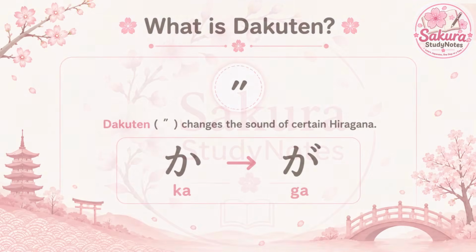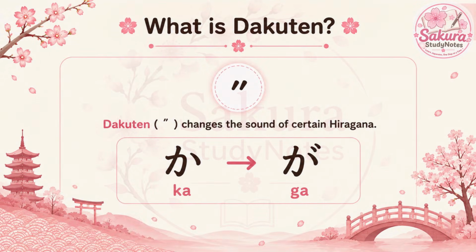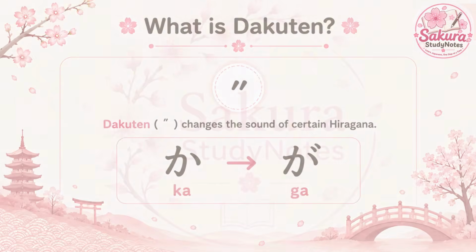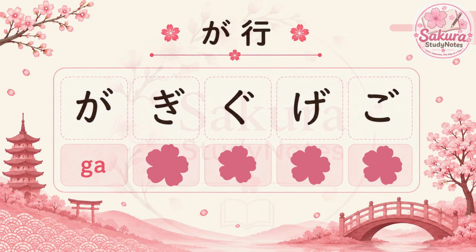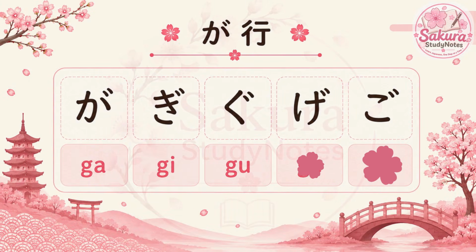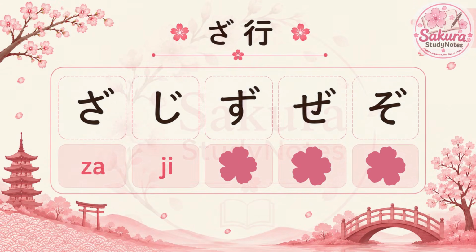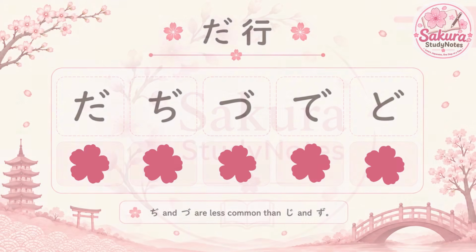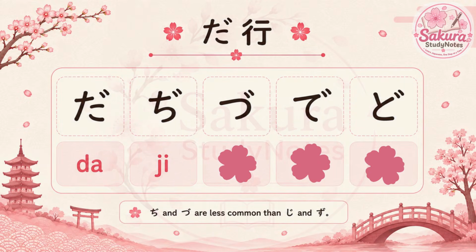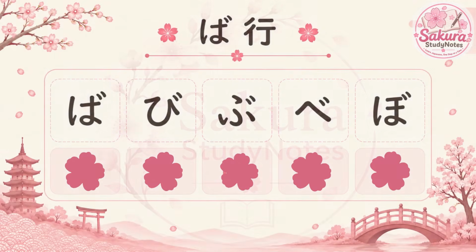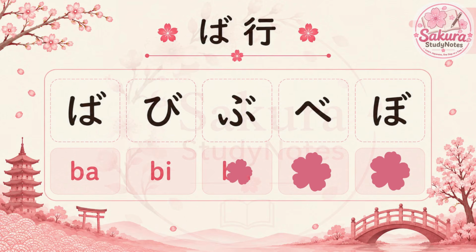After learning basic hiragana, we moved on to Dakuten and learned how it changes certain hiragana sounds. Ga, Gi, Gu, Ge, Go. Za, Ji, Zu, Ze, Zo. Da, Ji, Zu, De, Do. Ba, Bi, Bu, Be, Bo.